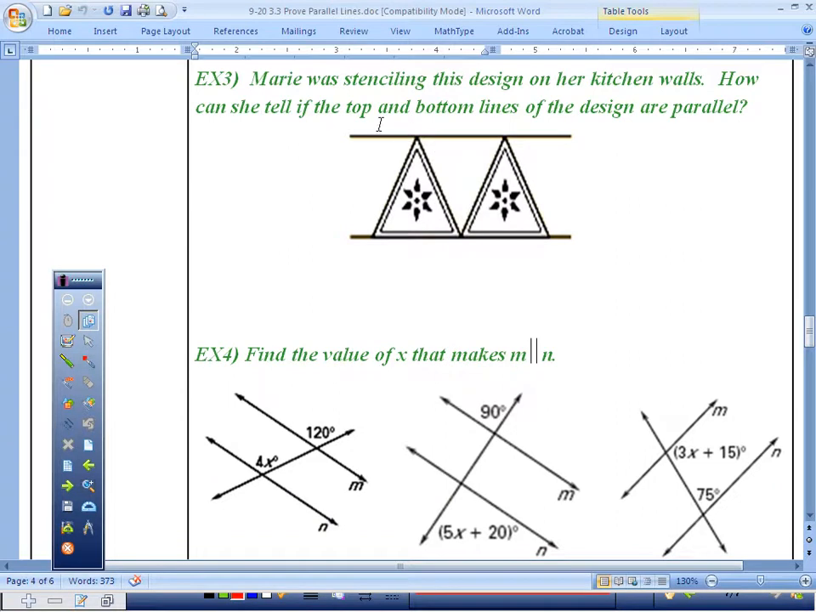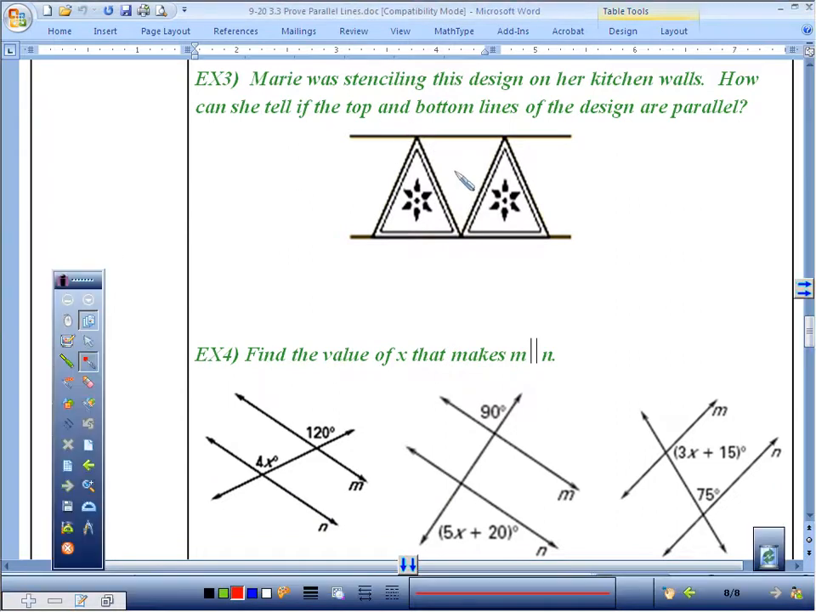In example 3, we have a stencil used on kitchen walls, and they ask us if we can tell if the top and bottom lines are parallel. Well, in order to do that, we would need to take some angle measures. And I can see that if I could find this angle here and this angle here, these would be alternate interior angles, and if they were congruent, then these lines would be parallel. So that would be one way to check.